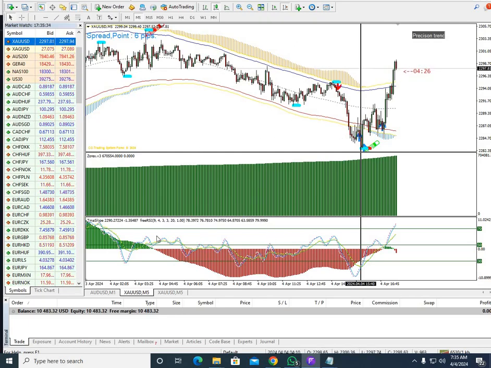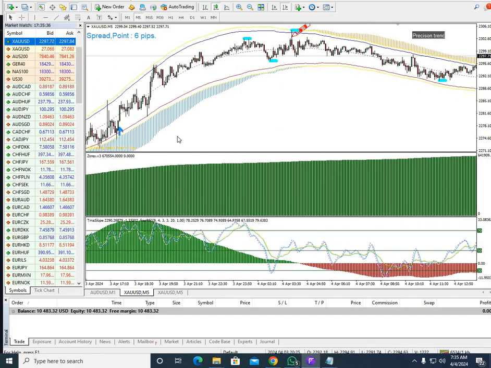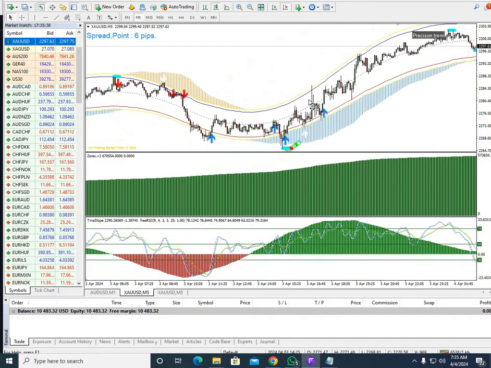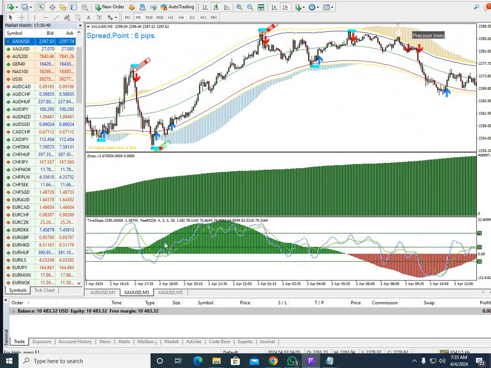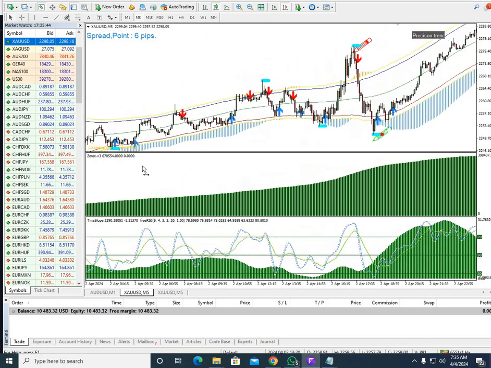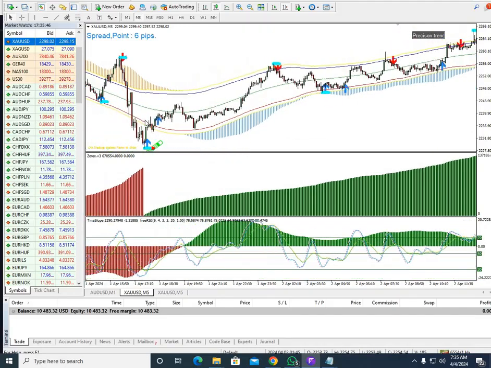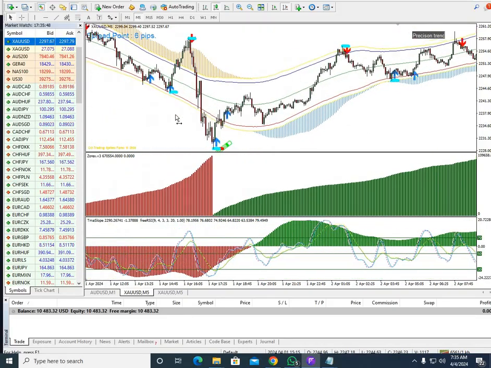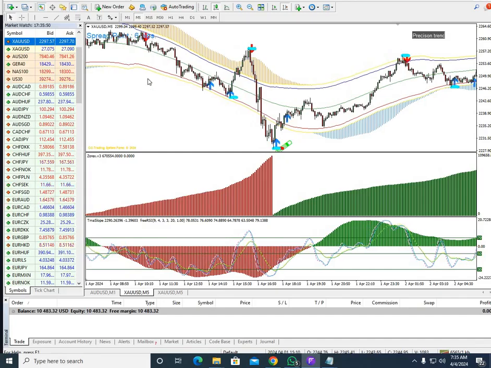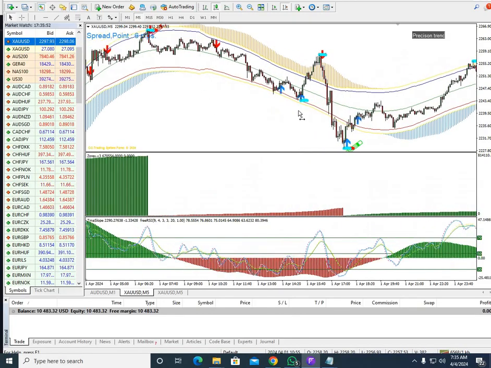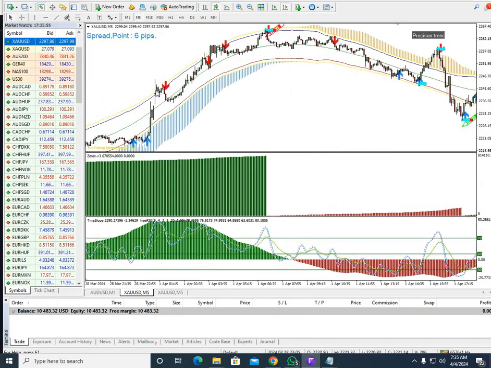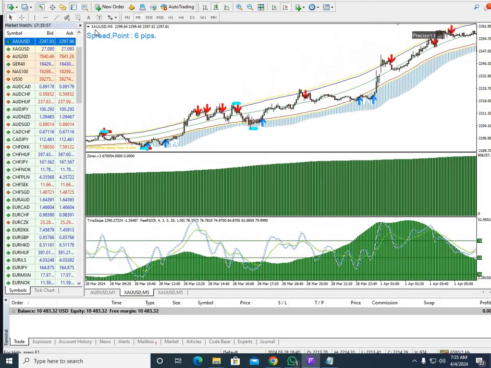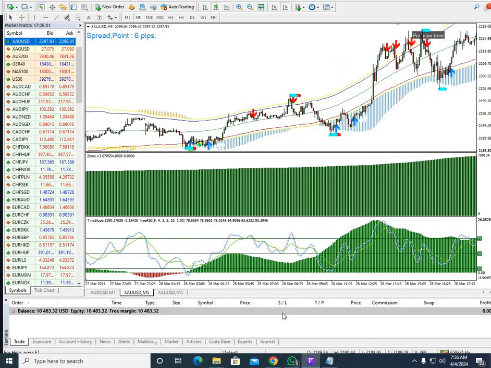When both are green, you have to follow the buy signal. Both should be green, then you go for the buy trade. When both are red, you go for the sell trades. You can see both are green here, so you can go for the buy trade. This is the gold 5 minute time frame, and you can see the results.